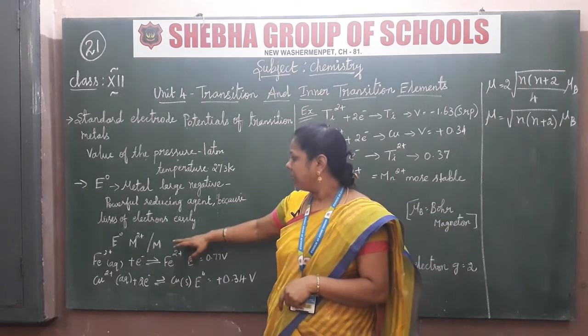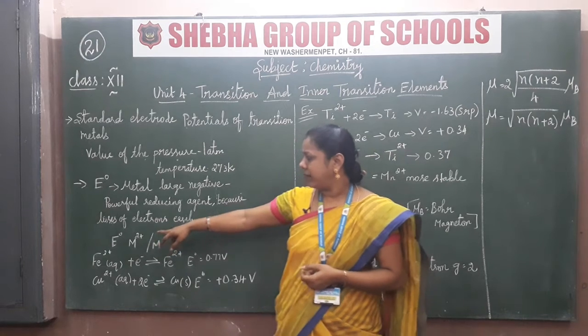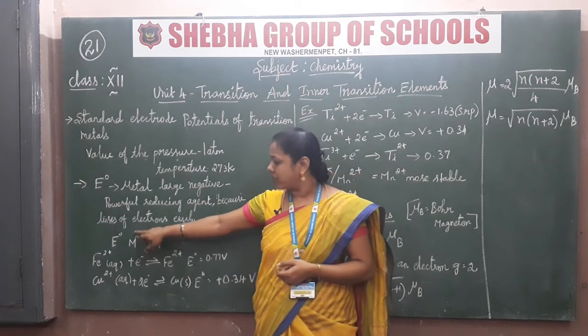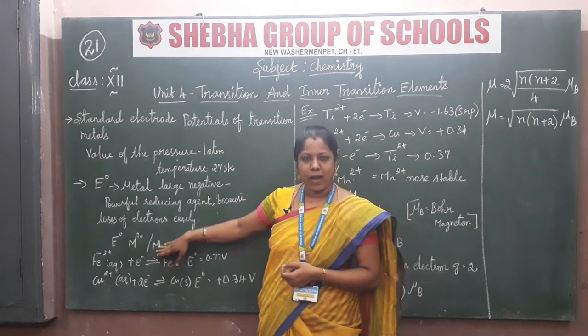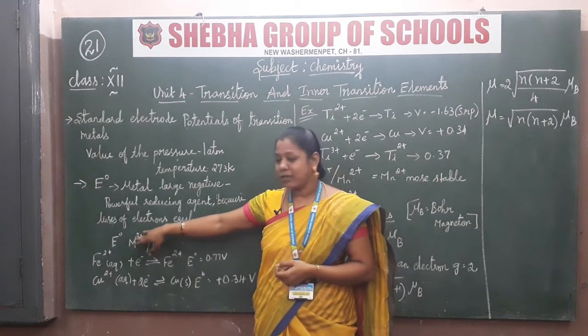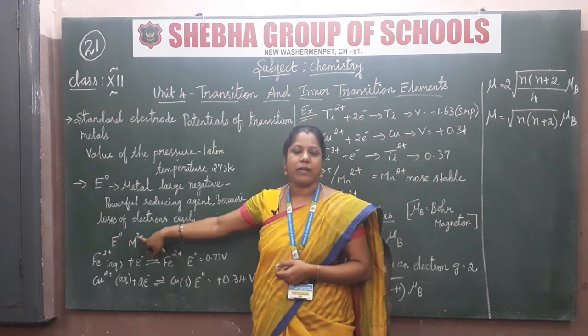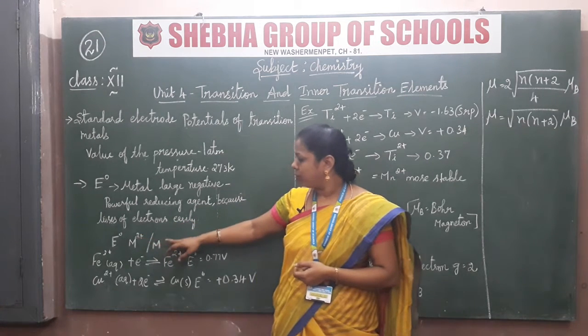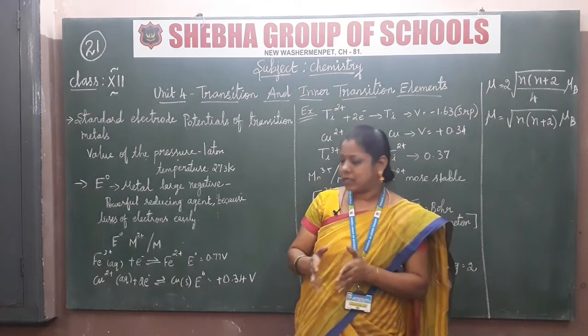This is a small example for metals with oxidation number 2 plus, compared with the metal as the pure element. You have to compare them: the metal is the most stable compared to oxidation number 2 plus. So this is the difference between the stable and unstable.